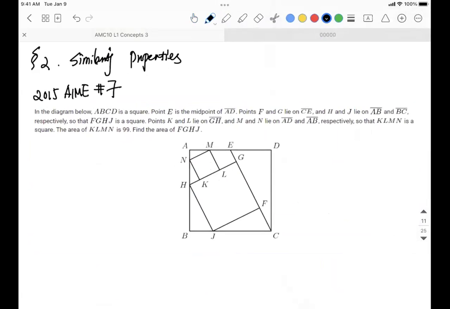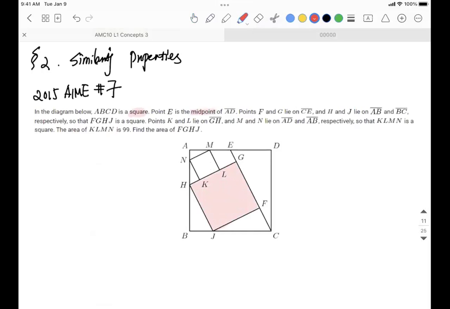Okay, so I have to highlight this. And point E is the midpoint of AD. Points F and G lie on CE, and H and J lie on AB and BC, and FJ, FG, JH. FG, JH. I'm going to highlight this, using the color maybe red. This is a square. Okay, this is a square.